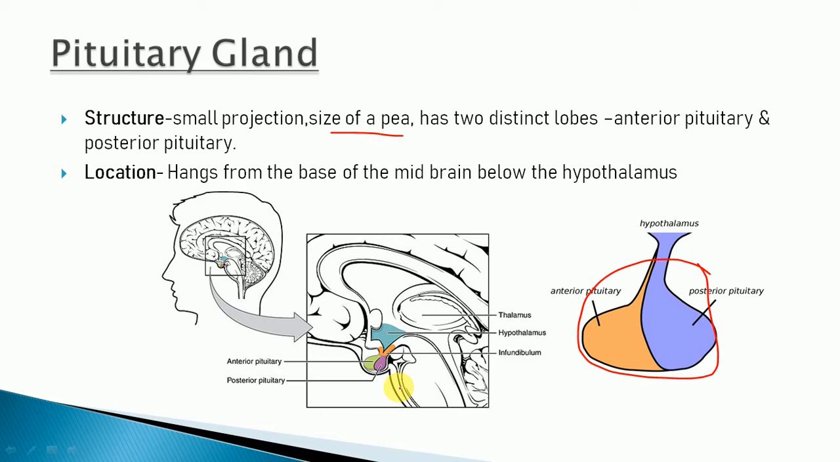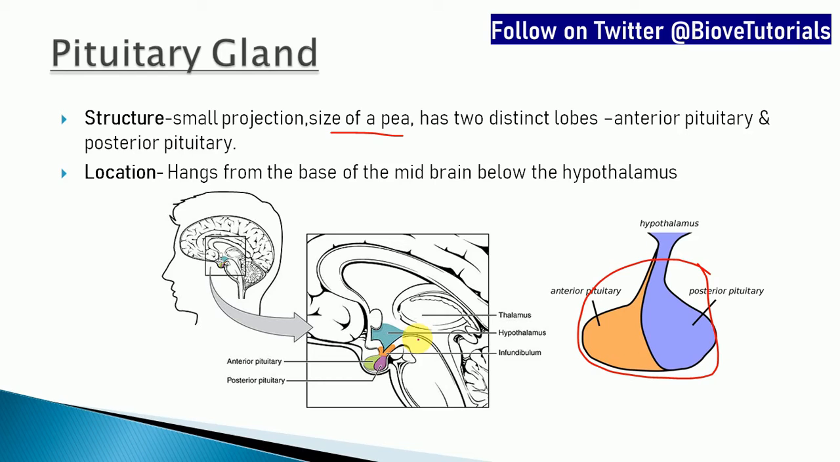Now both parts of this pituitary gland, anterior and posterior pituitary, secrete different kinds of hormones, which we will study now. And what is the location? It hangs from the base of the midbrain below the hypothalamus, that I just told.